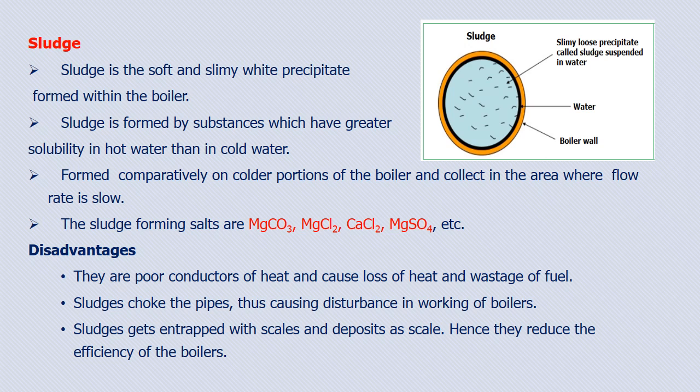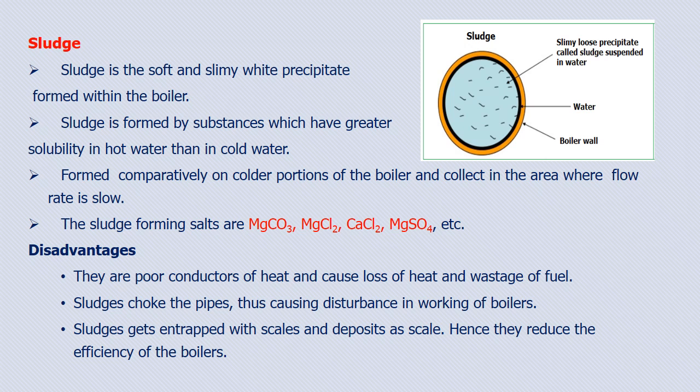And I told you, the precipitate starts collecting at the colder portion and where the flow rate is very low. So what happens slowly? It starts choking the pipelines through which the steam is passing. So what happens when it starts choking the pipeline? When a pipeline is choked, what happens to the pressure? Yes, pressure is increased. In boilers, we have to maintain a given pressure. It cannot decrease or increase also. So by choking the pipeline, it starts disturbing the working of the boilers itself.